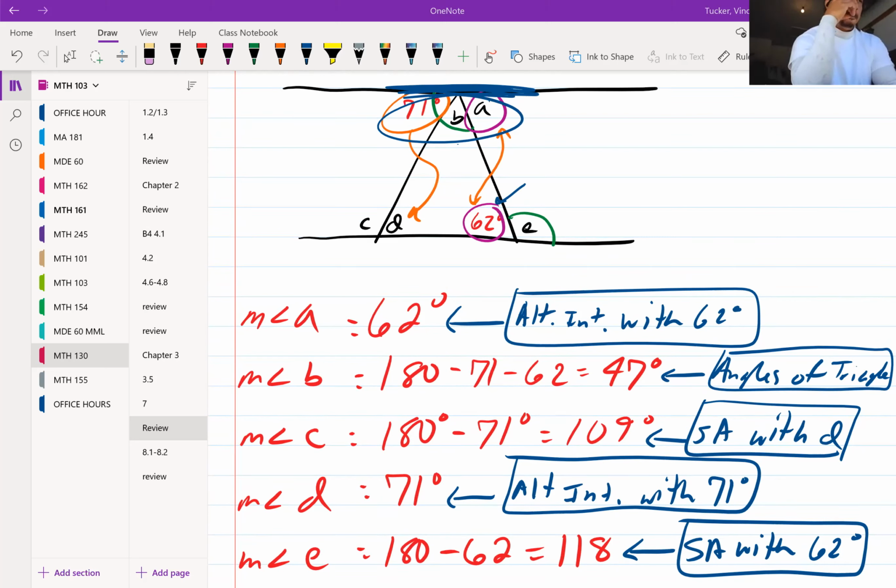All right. Is that good? Let me see if there's anything else that they want. Yep, that's all they wanted for that problem.